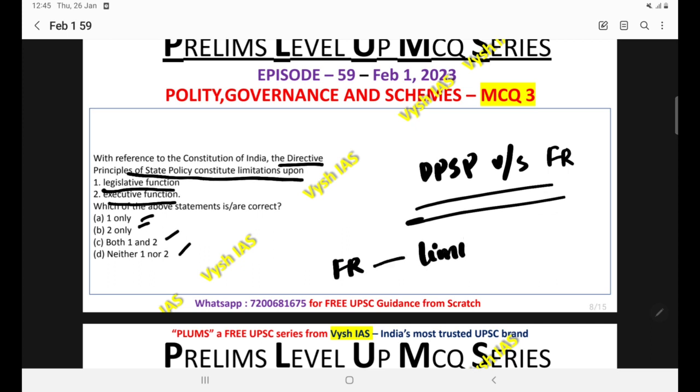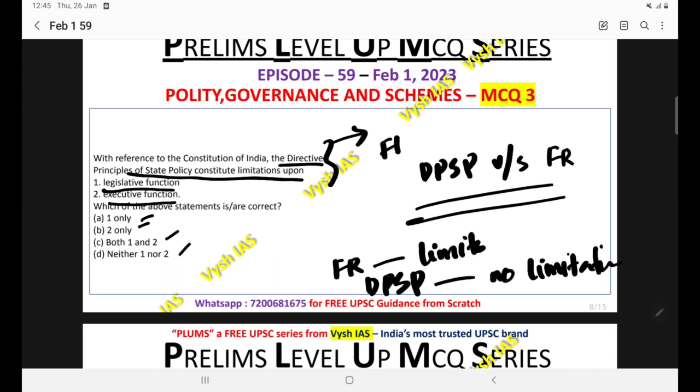If you look at the DPSP, they are not having any power by themselves. They are just an instrument instructing government how to function, they are not putting any limitations upon any organ. So the statement here is stressing upon fundamental rights only, it is not DPSP. Fundamental rights is the thing which is putting limitations upon legislative and executive functions. And you can note down the point.